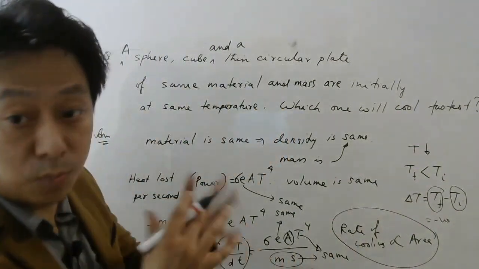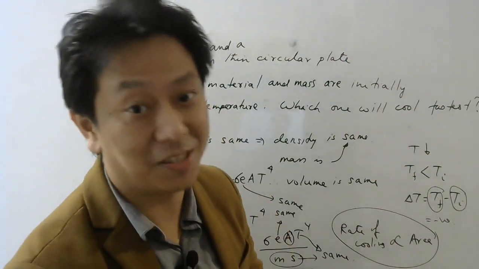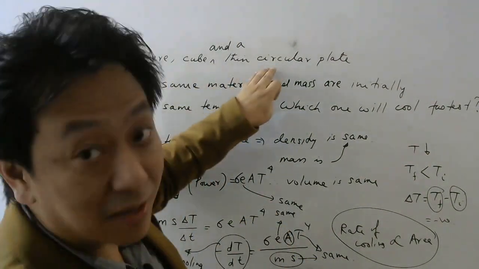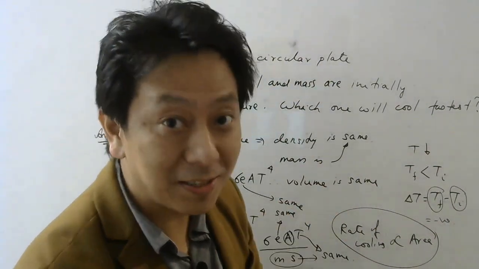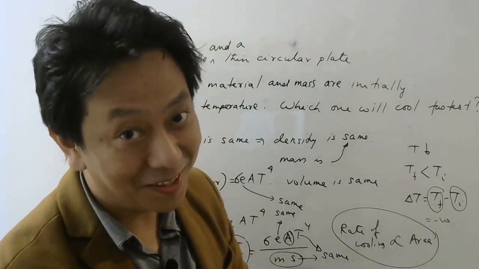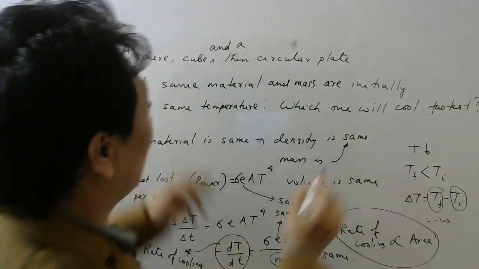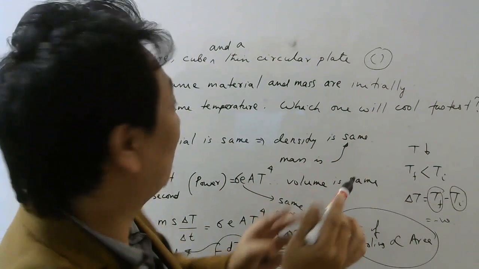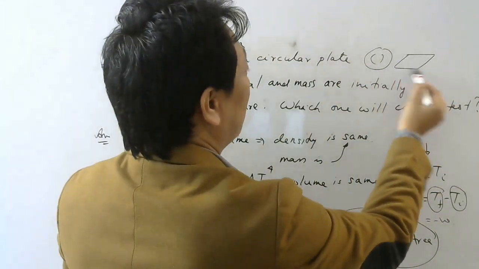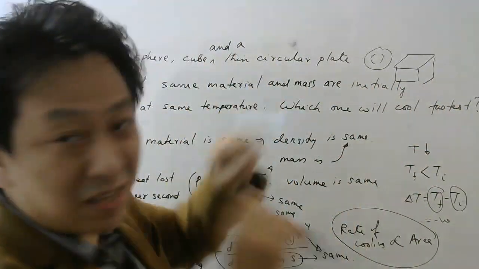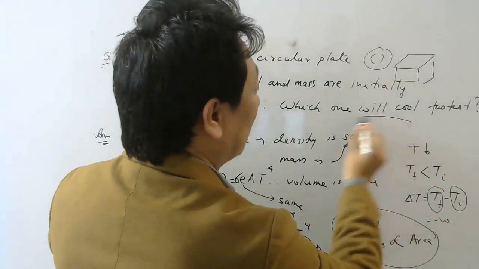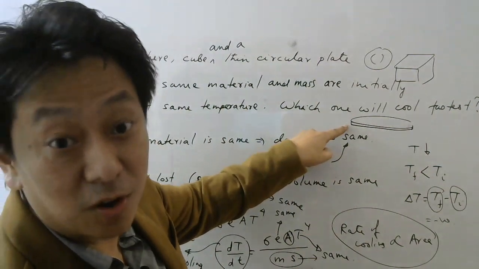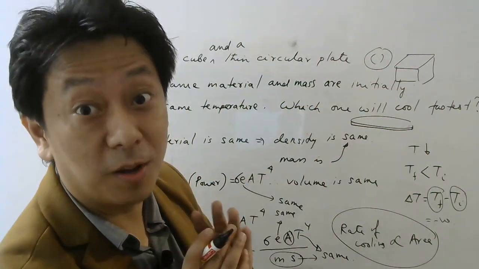So the one which has more area will cool faster, right? So now you have to decide out of sphere, cube and circular plate which has maximum area. Can you guess? Well, think about it. A sphere will have this kind of shape, right? It will have 3 dimensions. Cube will also have this 3 dimension. Now this is a thin circular plate. So one side the dimension is very small. But all the 3 should have same volume.